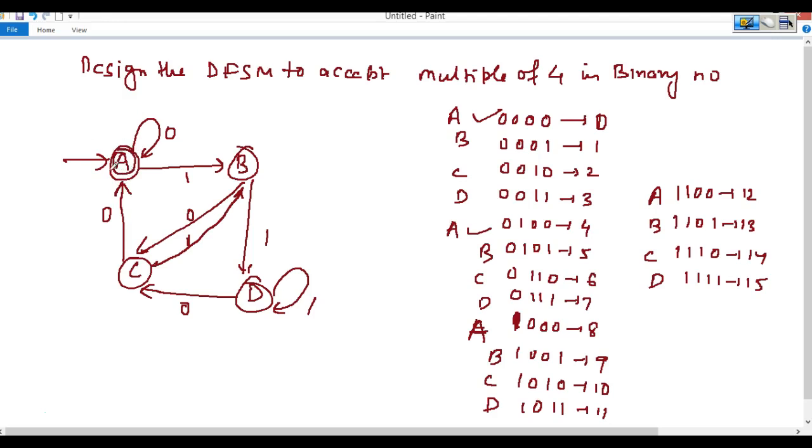So this should be the final state here. Again you can check for any number. 1 0 0 1 is going to be B, 1 0 0 and 1 is going to be B. Again you can check for this, A should be accepted, 1 1 0 0, 1 1 0 and 0 is going to be accepted as the final state. So this is the DFA for the multiples of 4 in the binary number. This is how we can design this DFA to accept binary numbers that are multiples of 4.